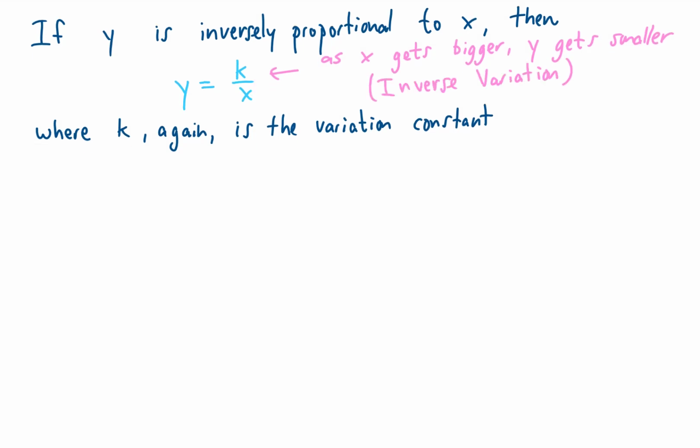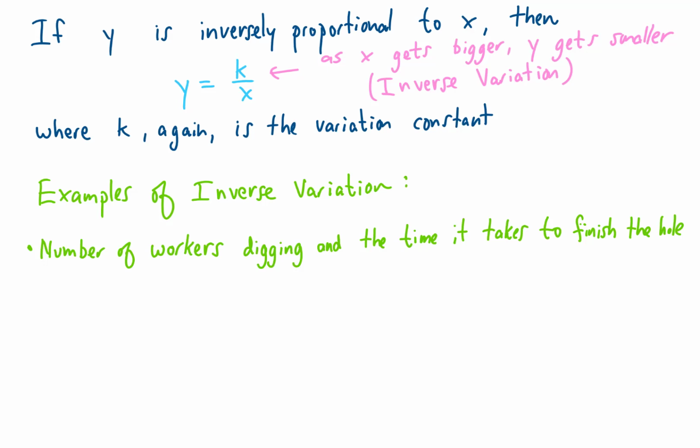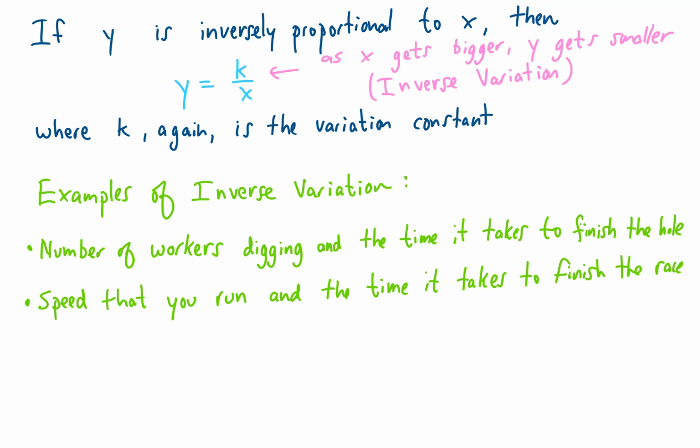Let's look at some real-life examples of inverse variation. My first example is the number of workers digging and the time it takes to finish the hole. As the number of workers goes up, the amount of time that it takes to finish this job is going to go down. That is an example of inverse variation. Another similar example is the speed with which you run versus the time that it takes to finish the race. The faster you run, the faster you get finished with the race. So in other words, the higher the speed, the lower the time. And my last example of inverse variation is the age of a car and the value of the car. As the car gets older, the value of the car goes down. So in other words, as age increases, value decreases.